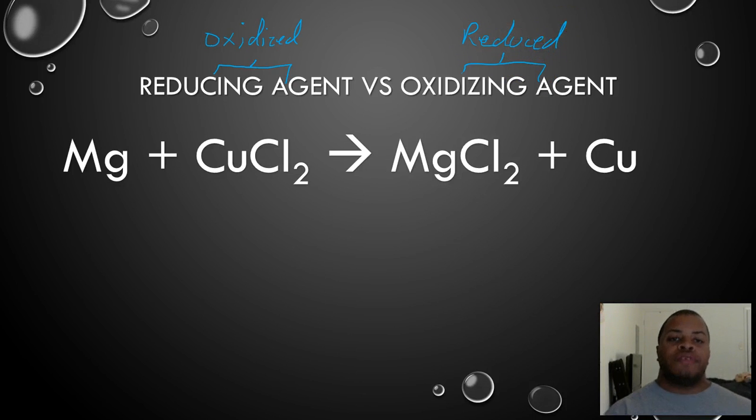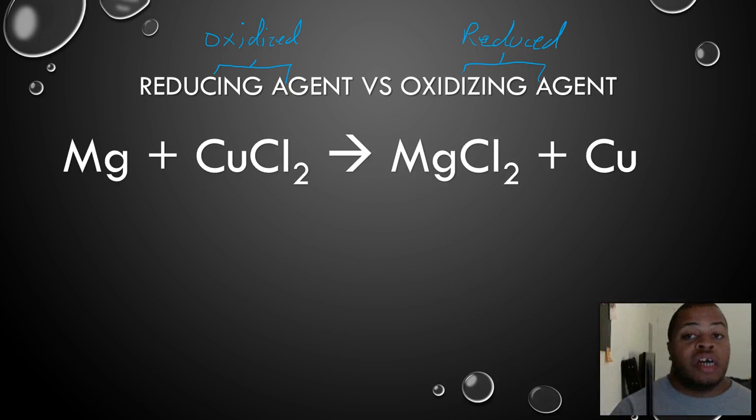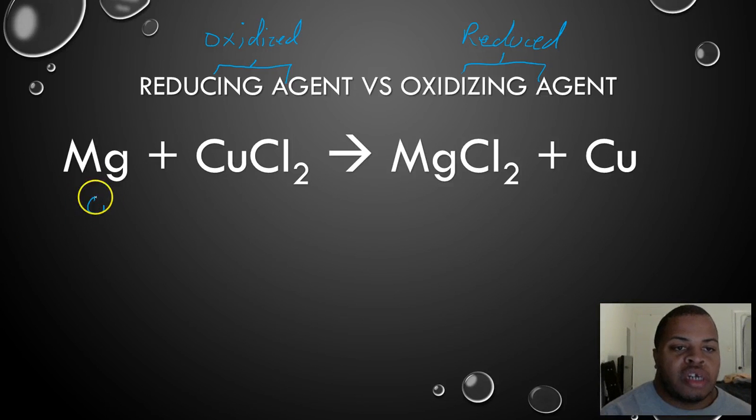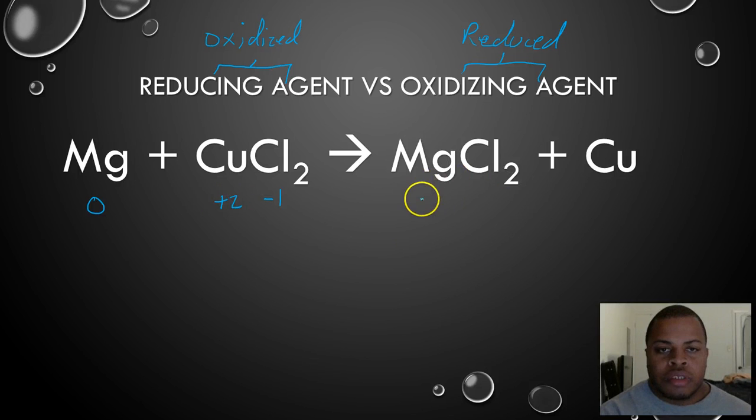Now, as a quick review, when something is oxidized, what happens? Remember, LEO the lion goes GER, so lose electrons oxidized and gain electrons reduced. So let's look at our example. We have magnesium starts off as 0, our copper chloride, -1, +2. Okay? On this side, our magnesium has an oxidation state of +2, still -1 here, and now this is 0.